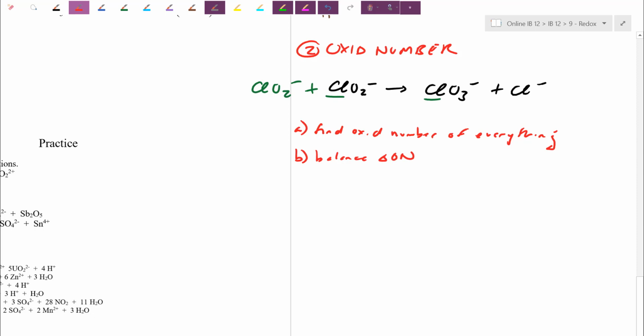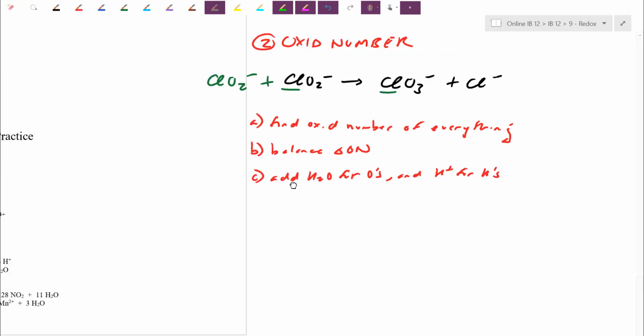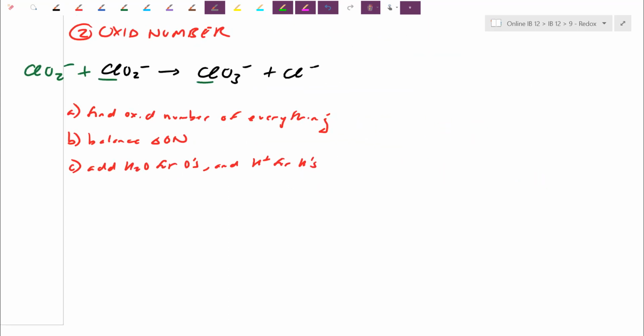Okay, we'll see that with just looking at the oxidation, who's gaining and who's lost. And then as a last step, you're going to add water for the O's and add H pluses for the hydrogens. So if you're thinking about our acronym from before, it used to be major hydroxide.